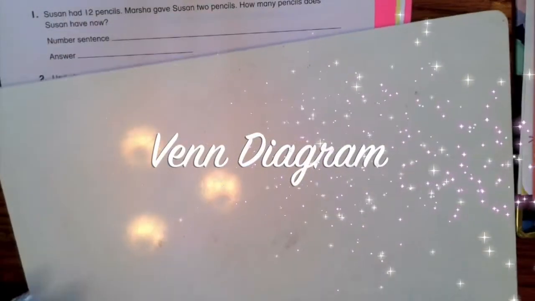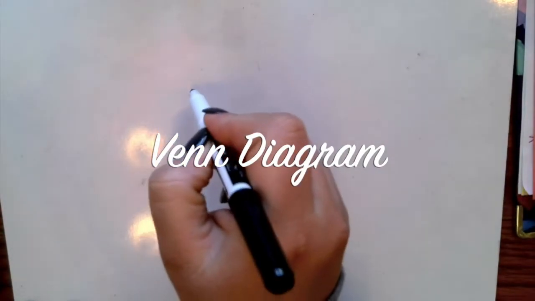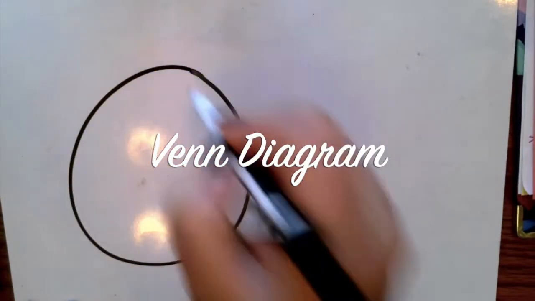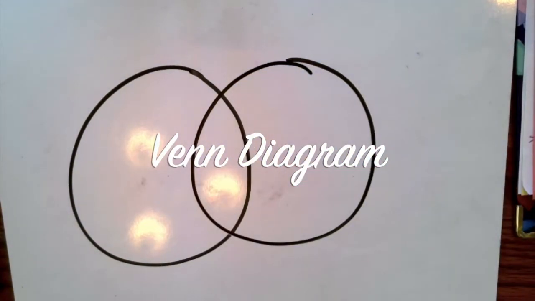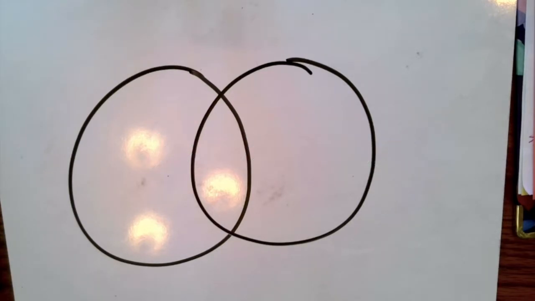Today for math, we are going to learn about a new kind of chart. And that new kind of chart we're going to look at today is called a Venn diagram. So you're going to see me draw two circles. And you're going to notice that those two circles are connecting. The reason for that is this.